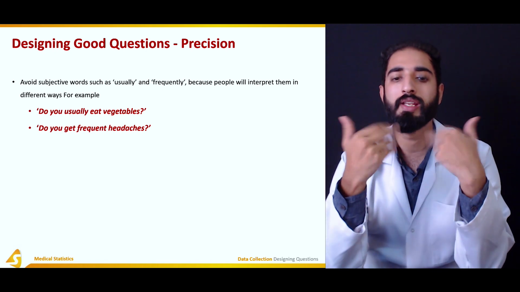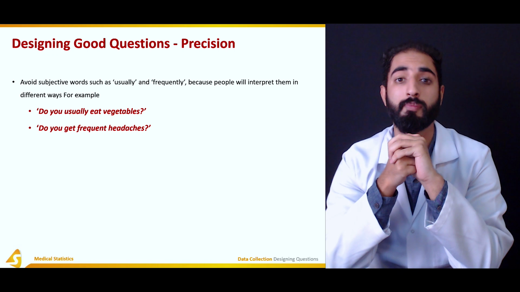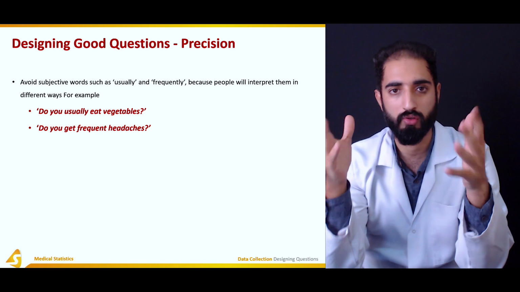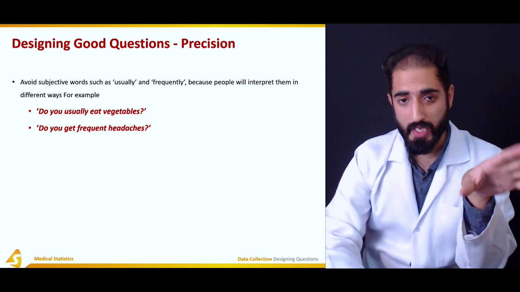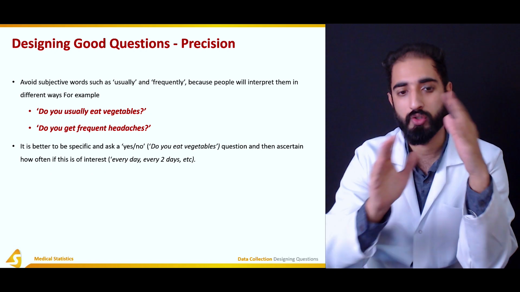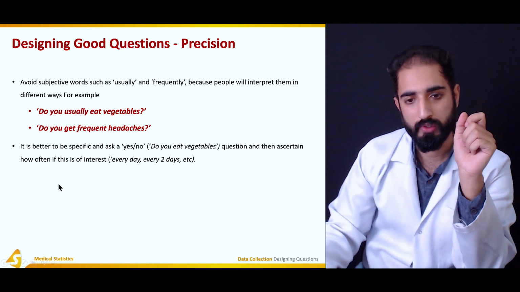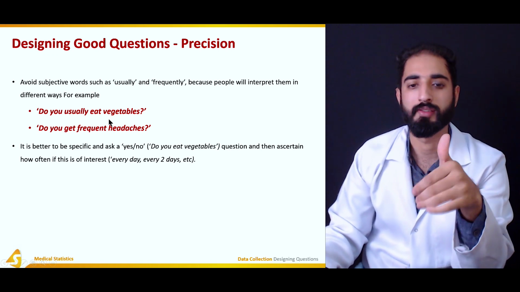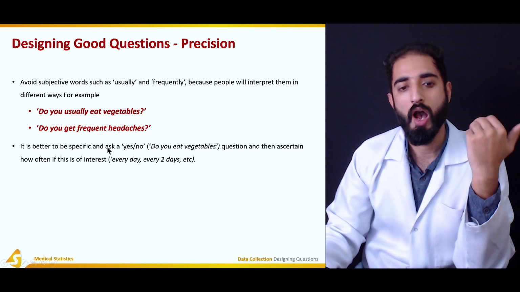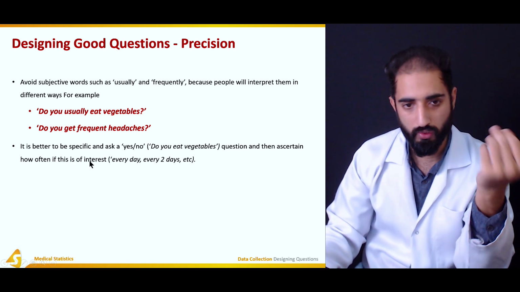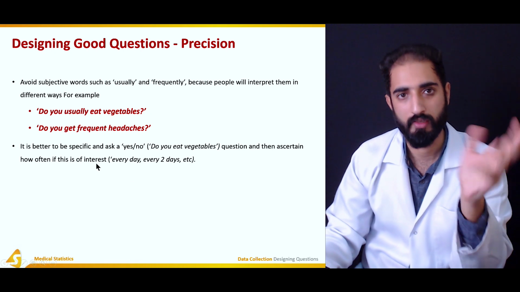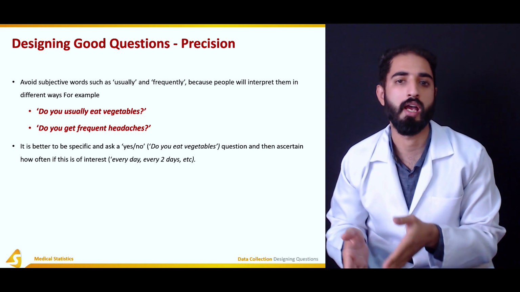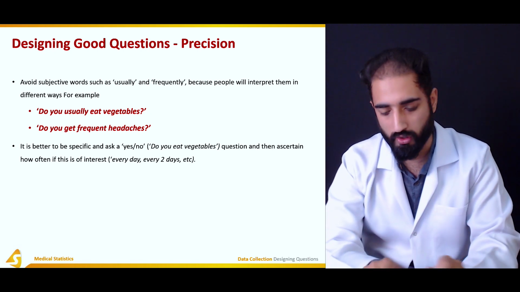So, do you usually eat vegetables? I do not know what the researcher means by usually. Or, do you get frequent headaches? Once again, I do not know what is meant by frequent here. The best way to ask such a question is to divide it into two. For example, do you eat vegetables? The answer will be yes or no. If the person answers yes, then the next question would be how often do you eat vegetables? Then the answer would be, let's suppose, 5 times a week. That's how you can ask such a question.